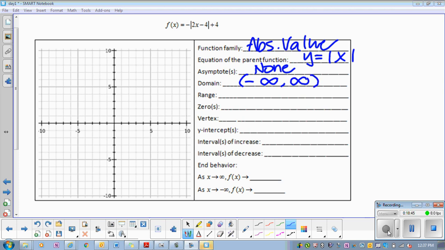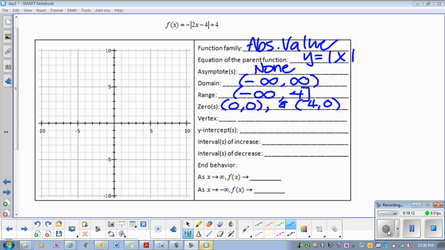What did you guys get for the range here? Negative infinity to 4, with a what? Okay, so the vertex. Well, the zeros. Anyone find the zeros? What are they? 0, 0, and 4, 0. Okay, good. Now the vertex.